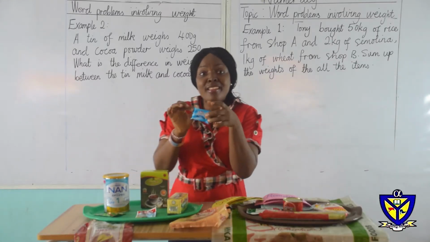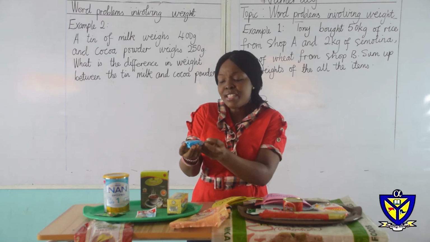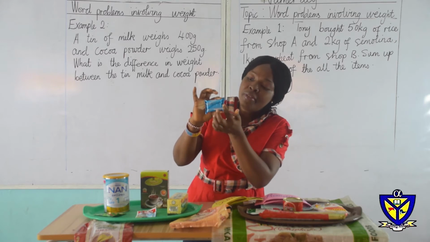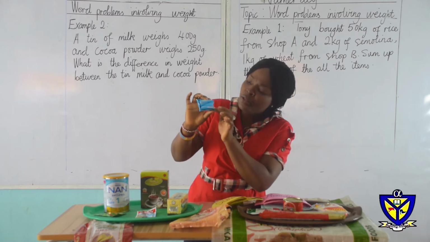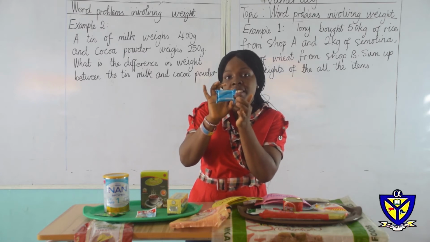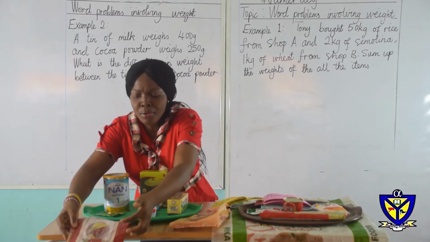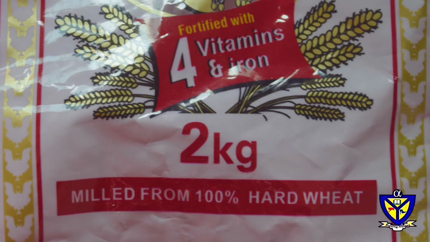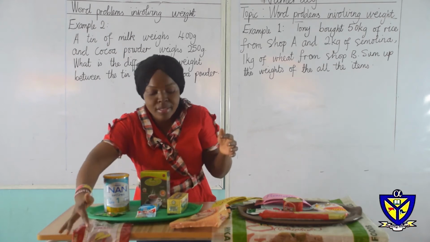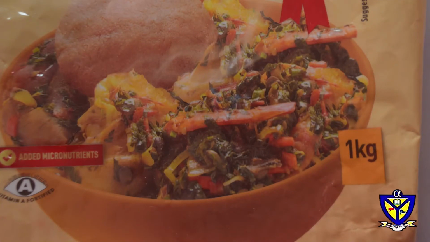Even the biscuits we eat have weight. The weight of this biscuit is 14 grams. Now let's look at our semolina bag. The weight of the semolina bag is 2 kg, while the weight of our wheat bag is 1 kg.